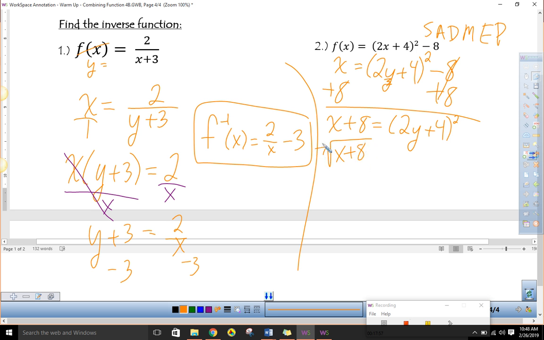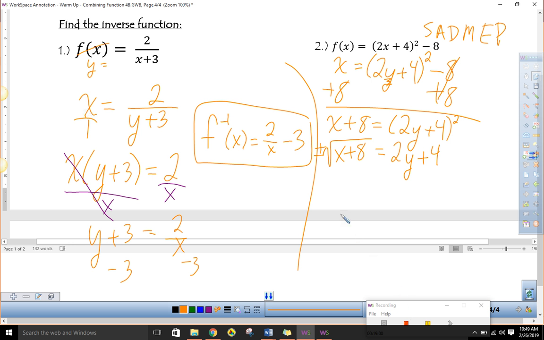How come 2x became 2y and in the other problem the x 2? You just switched my x to my y. Just like I did here. X became y, y became x. Okay. What do I have to do now?